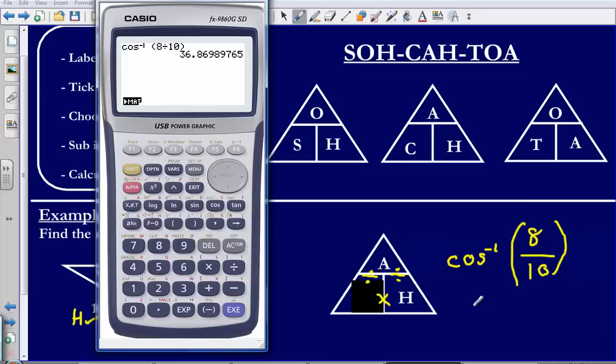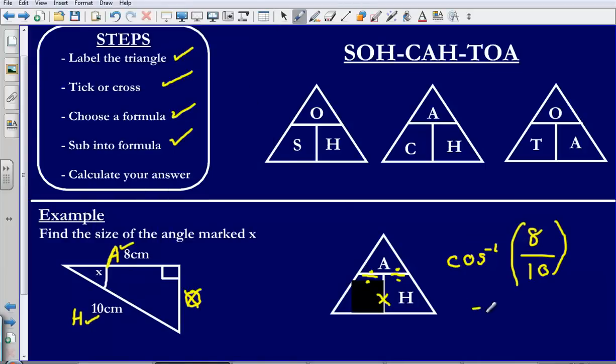Because degrees are quite small, it seems sensible to give it to the nearest degree. The nearest degree to 36.86, etc. is 37 degrees. So the size of the angle that we're looking for here, x, is 37 degrees, and that is to the nearest unit, to the nearest degree.